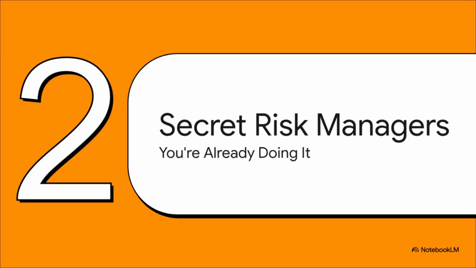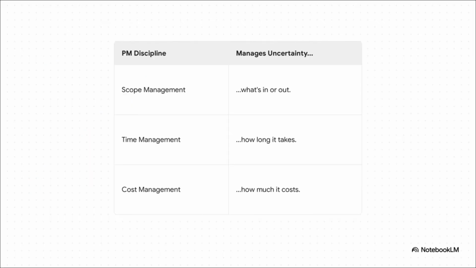So if risk is just baked into the cake, how does anything ever get done? Well, here's the twist. If you've ever managed a project, you are already a risk manager. You just probably don't call yourself one. Think about it for a second. What is scope management? It's really just managing the uncertainty around what we're supposed to be building. Time management, that's tackling the uncertainty of when it'll be done. And cost management is all about controlling the uncertainty around the budget. When you look at it that way, basic project management is risk management.